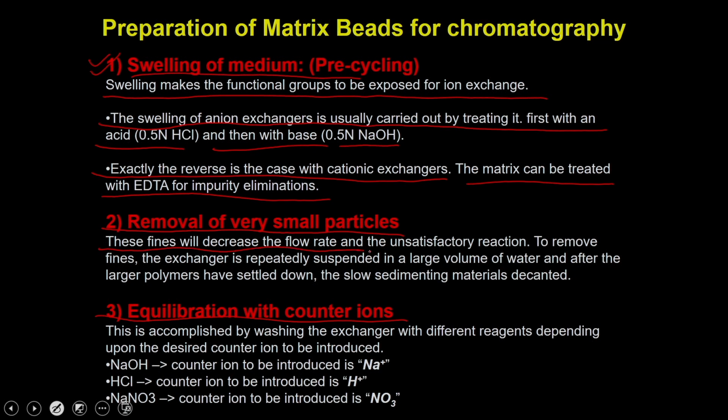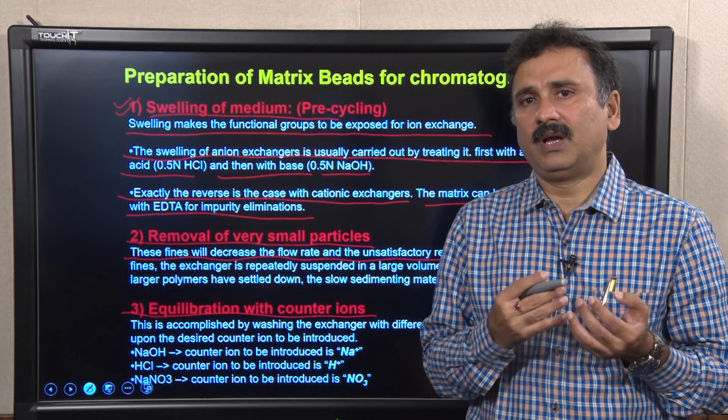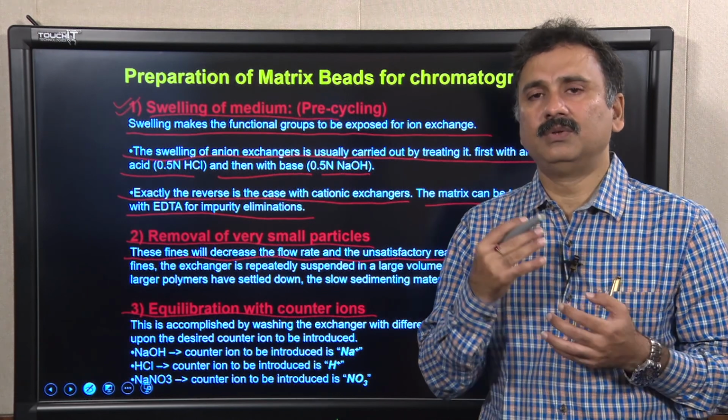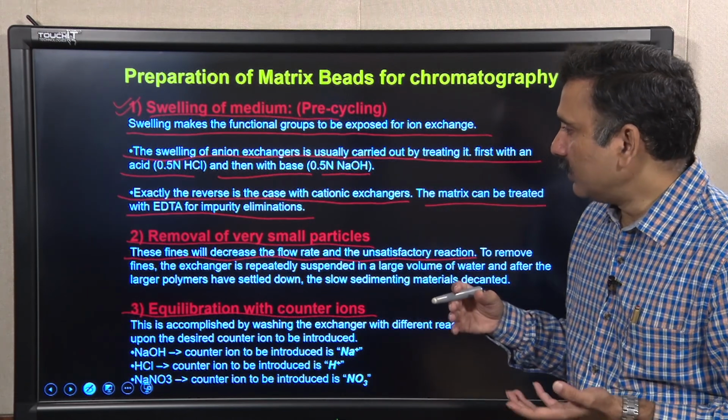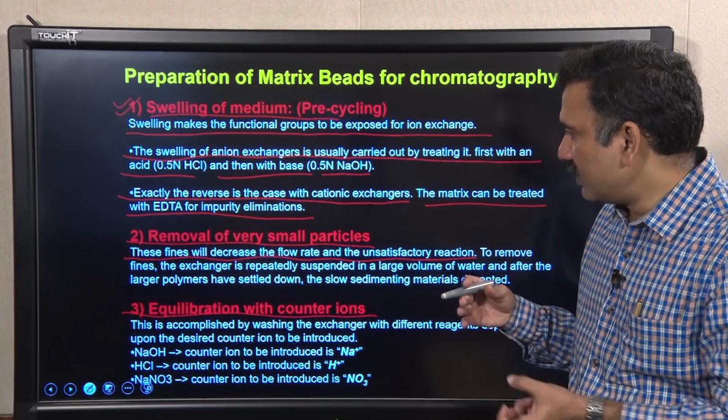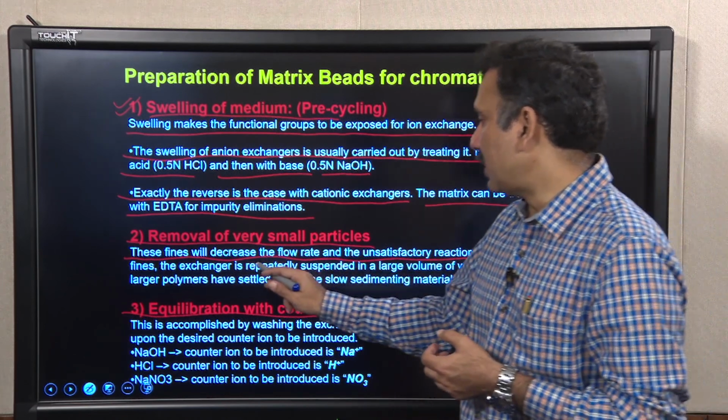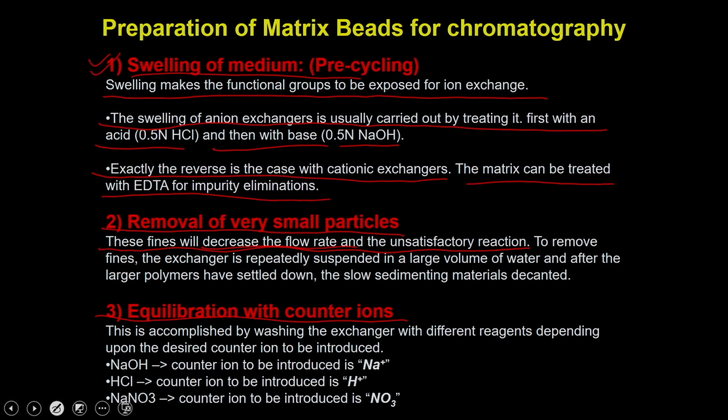This fine particle will decrease the flow rate, and it will also participate in unsatisfactory reactions, which means sometimes these small particles themselves are going to compete with the proteins, and as a result they will interfere in the binding process. Also, because there are fine impurities or fine particles, they are going to decrease the flow rate. Both of these processes are going to make the chromatography process very difficult.